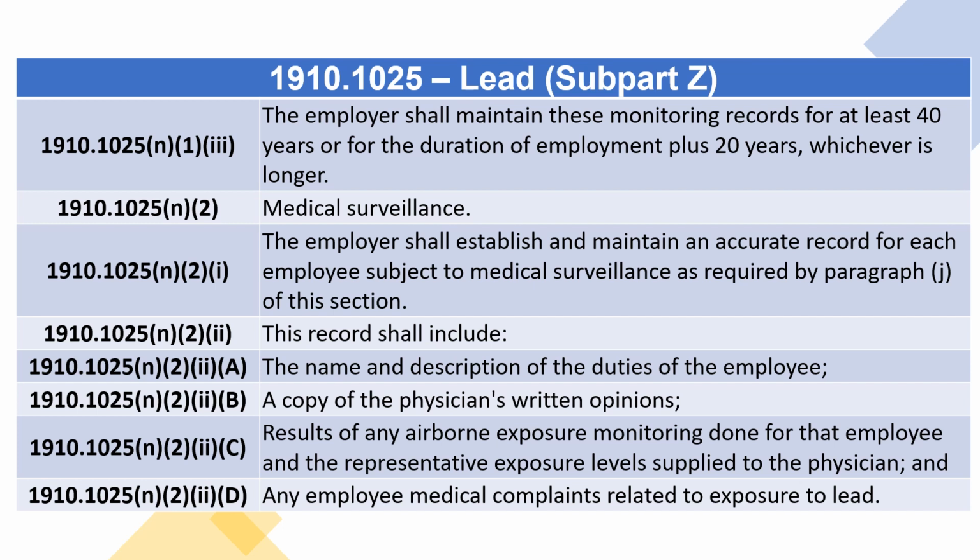1910.1025 (n)(2)(i). The employer shall establish and maintain an accurate record for each employee subject to medical surveillance as required by paragraph (j) of this section. 1910.1025 (n)(2)(ii). This record shall include (A) through (D): The name and description of the duties of the employee, a copy of the physician's written opinions, results of any airborne exposure monitoring done for that employee and the representative exposure levels supplied to the physician, and any employee medical complaints related to exposure to lead.